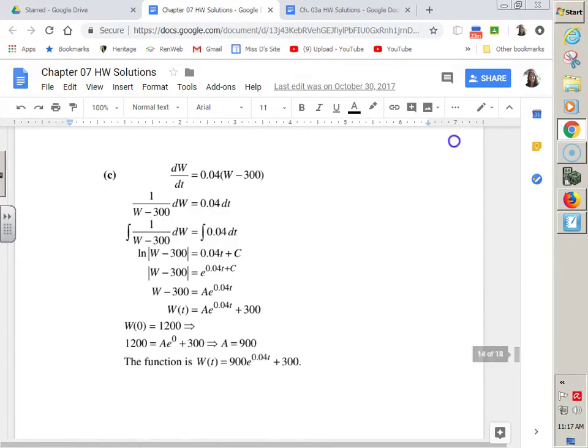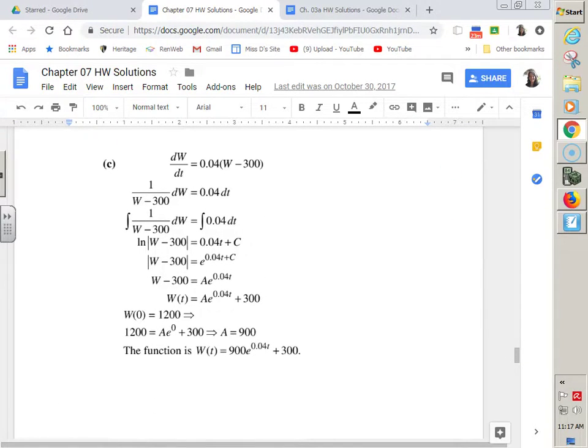Letter C is solving the differential equation. Did you guys end up with, after plugging in to find C, 900e to the 0.04t plus 300? Well, how did you get 12? Oh, well, there is 1200, but when you plug in, you forgot to subtract the 300, I think. Maybe? Yeah.